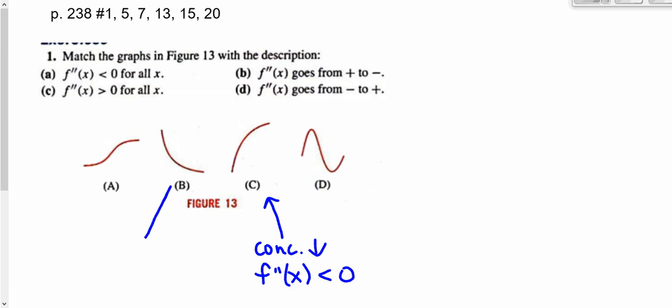And part B, same idea. Notice that it's concave up the whole time. If the graph of the function is concave up, then the second derivative is positive.